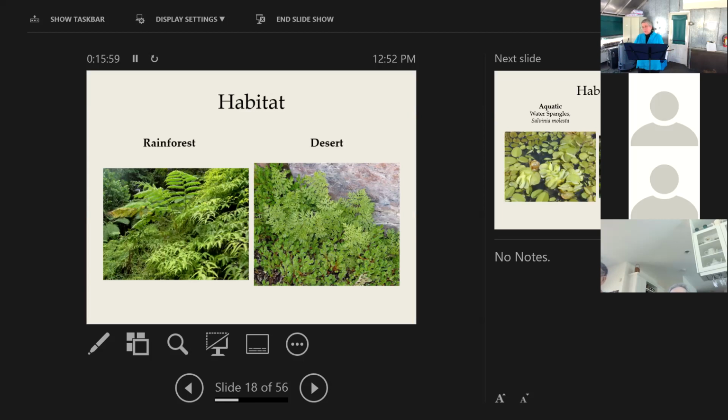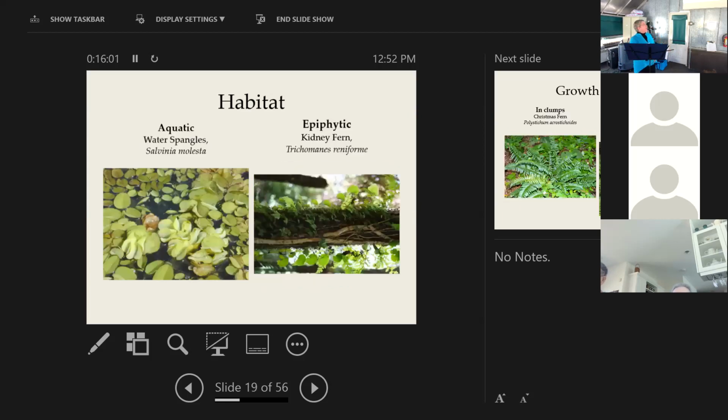Or maybe the fern isn't a terrestrial fern at all. Maybe it's an aquatic fern, like this water spangle, Salvinia molesta, which is actually a serious invasive plant in parts of the South. And it does grow in North Carolina, unfortunately. It's rare in the North Carolina Piedmont, a Brazil native. Or maybe it's an epiphyte and grows on trees like this kidney fern, which is growing on a tree in New Zealand.